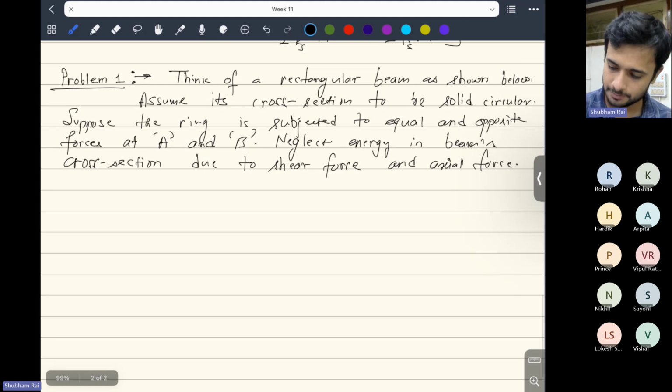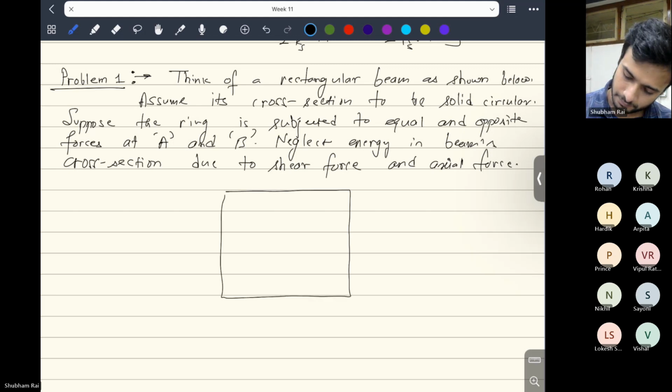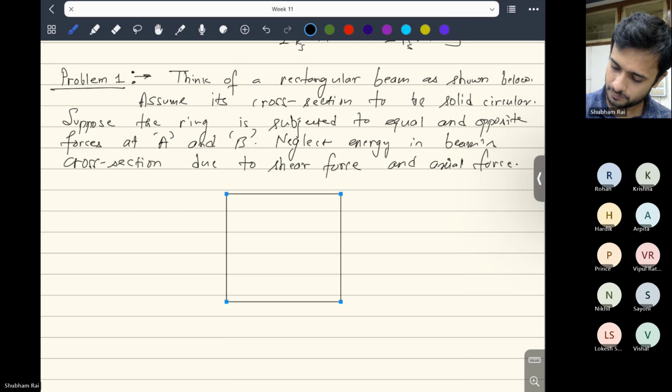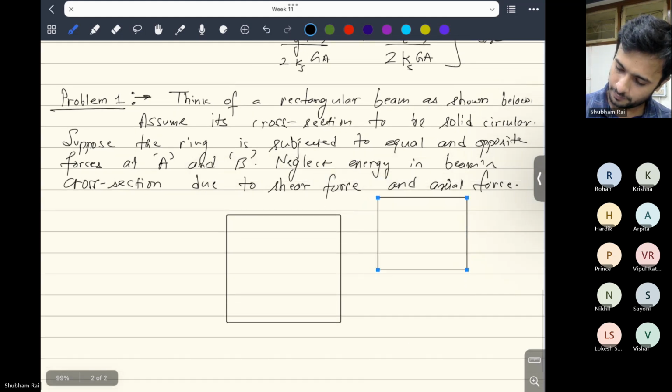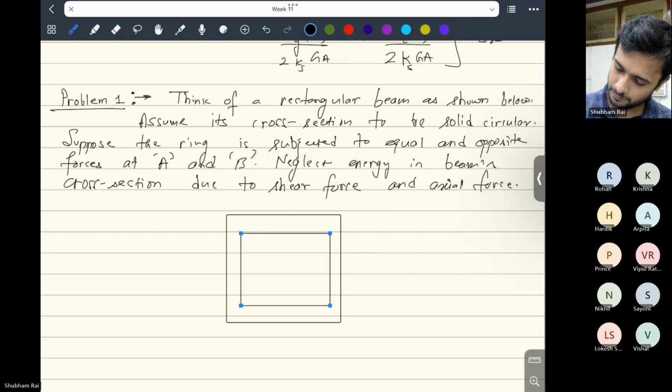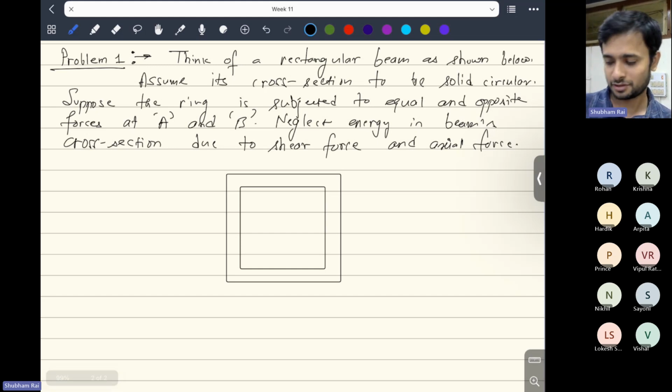How does the beam look like? So it looks like this. So this is the beam. This is not the cross section. This is the beam itself. Cross section is circular. So cross section will be something like this. Here it will be circular. Okay, so let me just show.